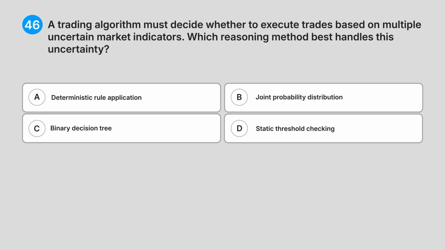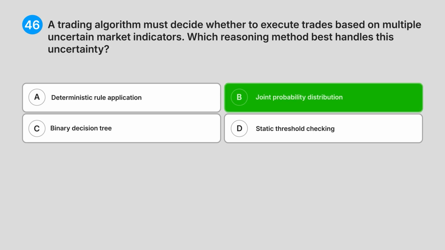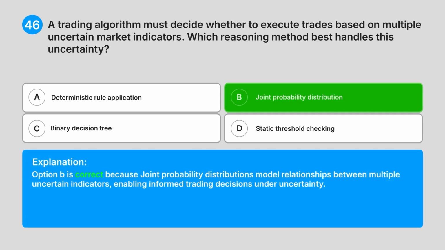Correct answer, B. Joint probability distribution. Explanation. Option B is correct because joint probability distributions model relationships between multiple uncertain indicators, enabling informed trading decisions under uncertainty.